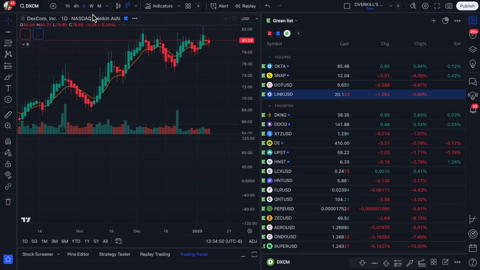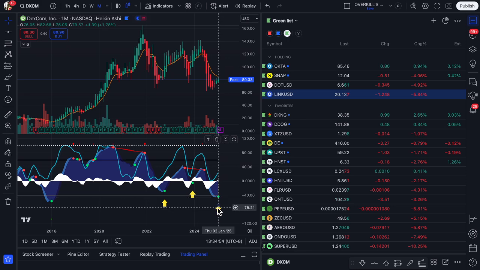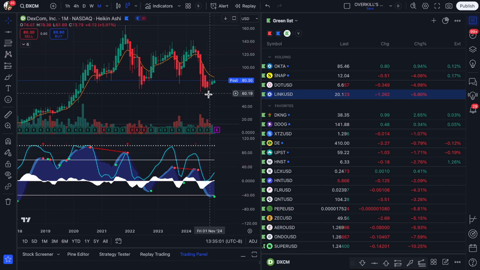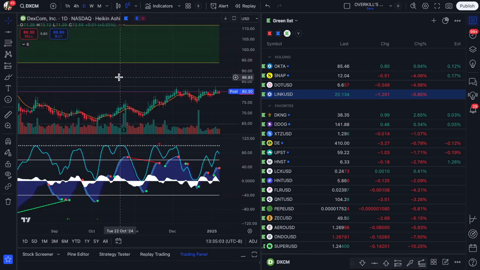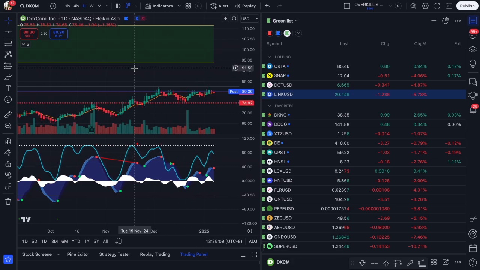DXCM, Dexcom, back down to 80. Again, monthly chart is showing green here. So again, this is a 1 to 6 month hold. Okay, 1 to 6 month hold here. You got the green dot on the monthly. The daily chart is down below the golden zone. So where you want to use a stop loss on this one is right there at 74.90. 74.90 is the stop. I know you had a red dot here today.